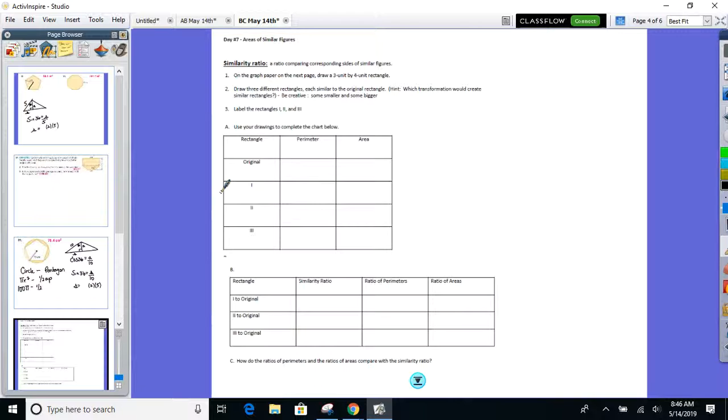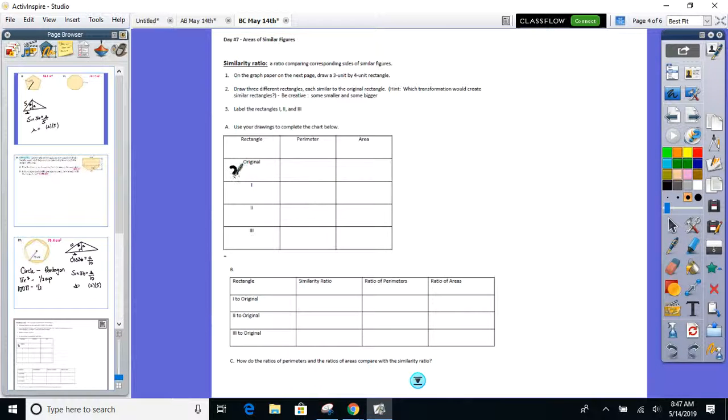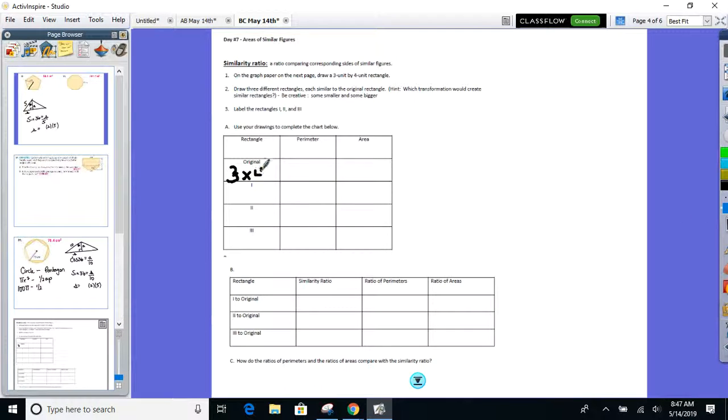And that will be referred to as your original rectangle for the rest of this activity. That's your original rectangle. Everyone have your perimeter and area of it. Okay, go back to your chart, please, on page 1 of your notes. Under original, just remind yourself, hey, this was a 3x4 rectangle.